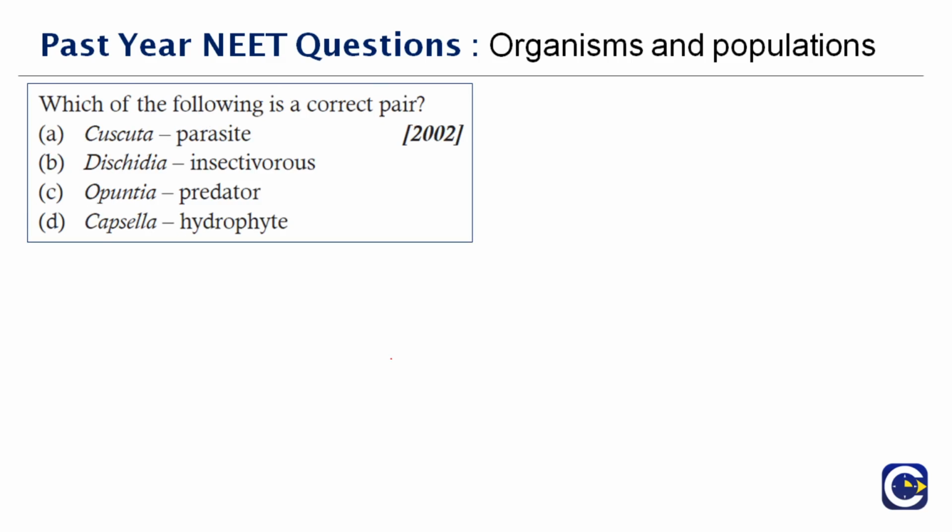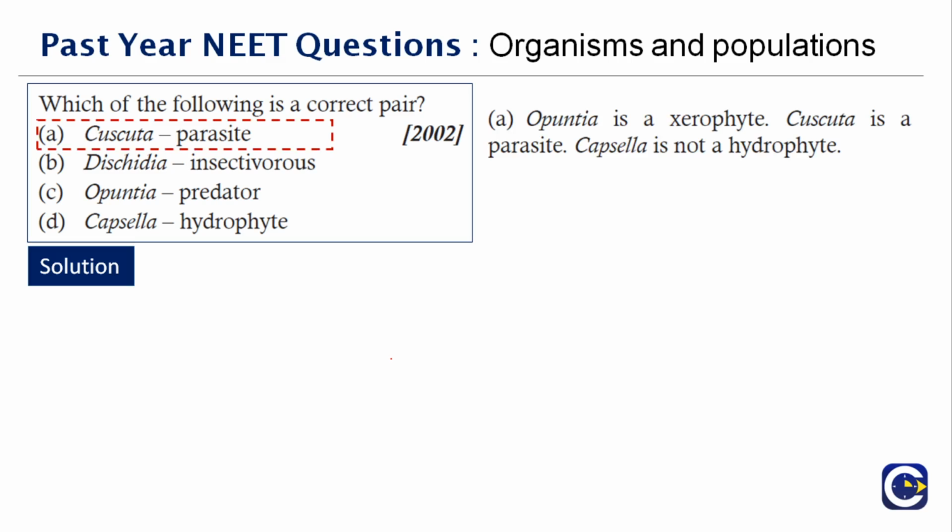Next question here. Which of the following is a correct pair? You need to analyze the options now. Cuscuta is a parasite. Nepenthes is an insectivorous plant. Opuntia, which is a predator. Hydrilla is a hydrophyte. So the one which is correctly paired here is actually A. Cuscuta is a parasite, that is right. While Opuntia is not a predator, it's actually a xerophyte. And the others are also not correctly paired. Therefore the right answer goes to option A, Cuscuta.